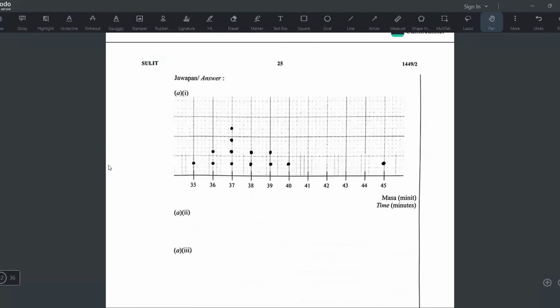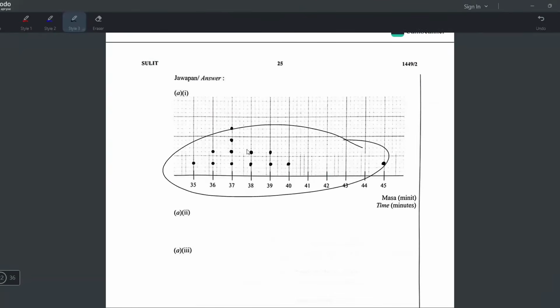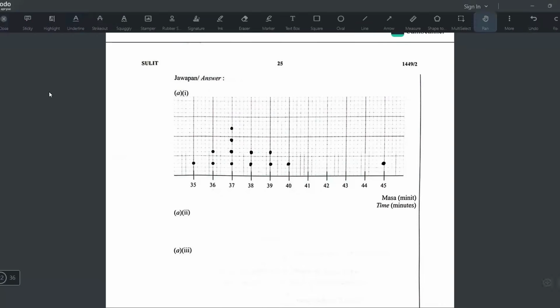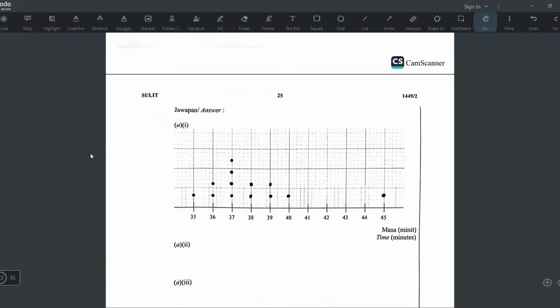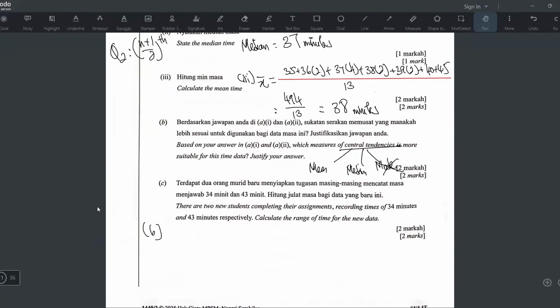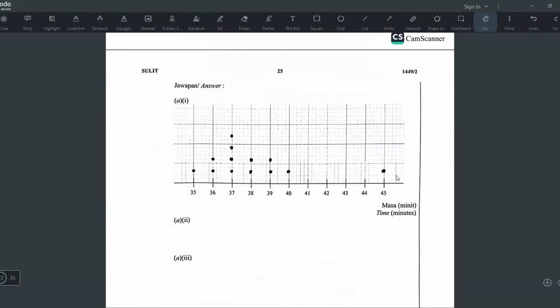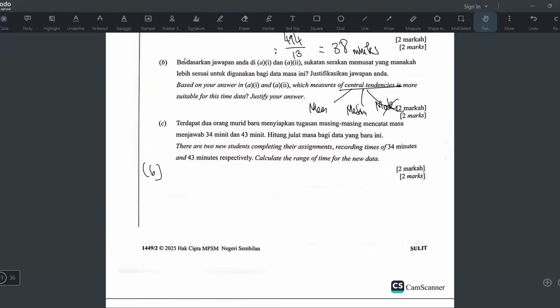You know why? Because this data has an outlier. So usually when the data has an outlier, it is much more recommended to not include the outlier in our working. I'll repeat once more: if the data has an outlier or extreme value, it's better to not include that extreme value in our working. So that's why the mean is not that suitable. But the median is good because the outlier is only one value. So when you're finding the median, it will be much more suitable.